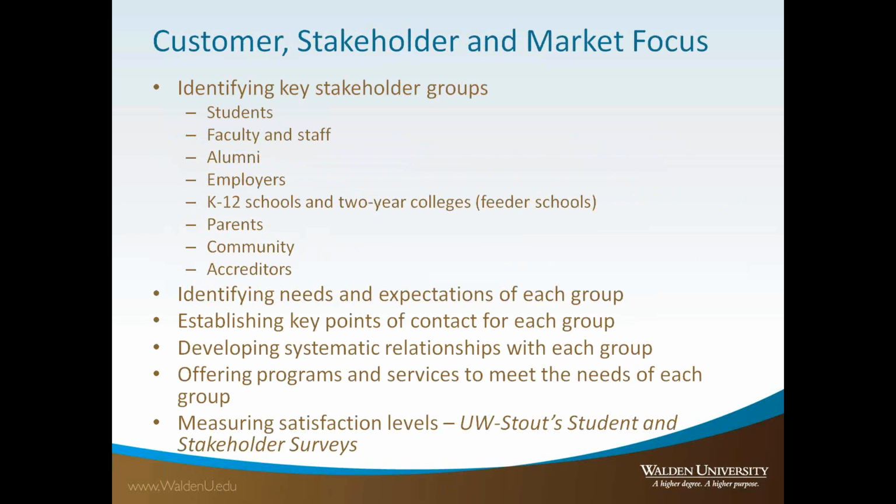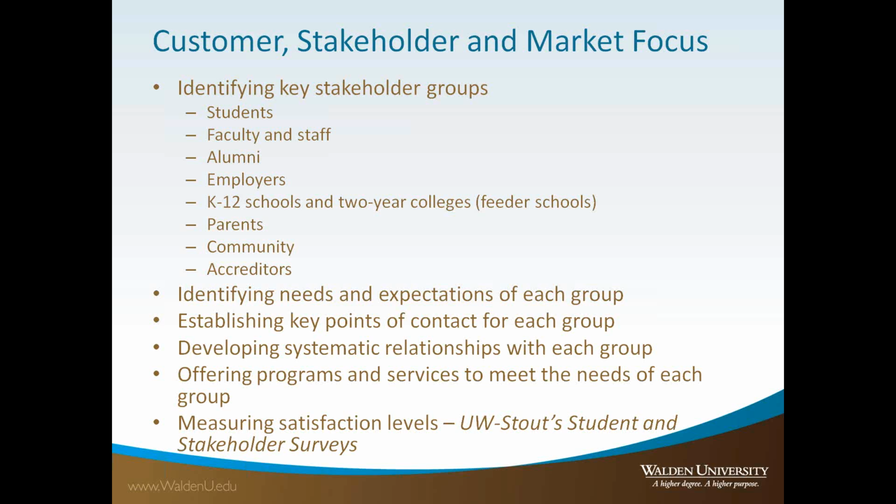The third category is all about customer, stakeholder, and market focus. It's very important that Walden as an institution identify those key stakeholder groups. Obviously, your students and your employees are key stakeholder groups. How important are alumni and employers? Parents. Parents are a very key stakeholder group. To me, as a chancellor of a very traditional institution where most of the students are 18 years old, probably less important of a constituency at Walden.